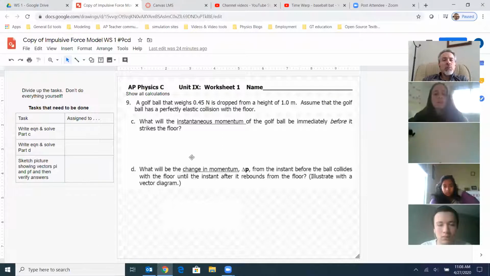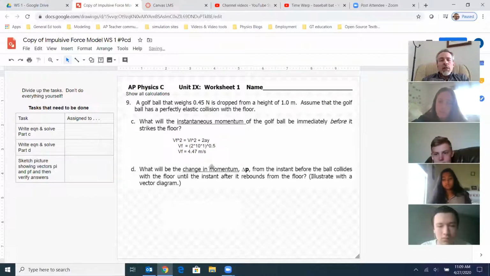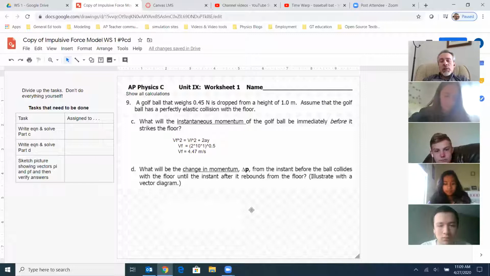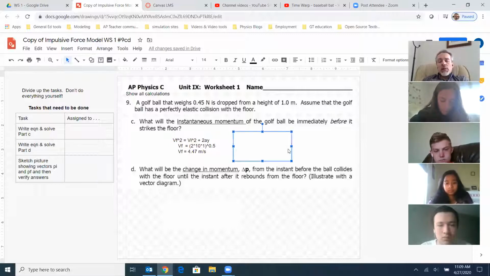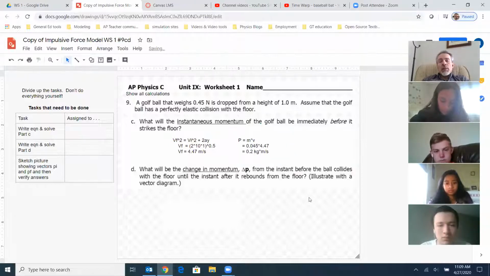4.4 meters per second. So everybody get that? Give me a thumbs up if that's what you got. There are also reactions at the bottom where you can do thumbs up. Okay, yeah, that's what I got. I used v_f squared equals v_i squared plus 2ad. You didn't have to do that. You could use the time in the previous part, but I thought that was pretty easy. And then figure out the momentum. I did mass times velocity, and I got 0.2 kilograms times meters per second.